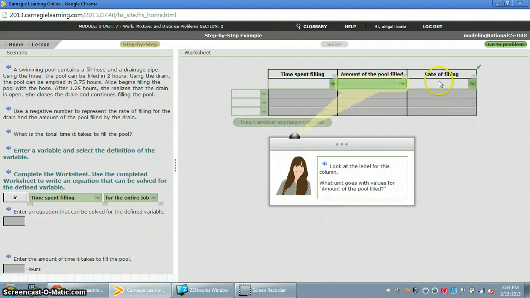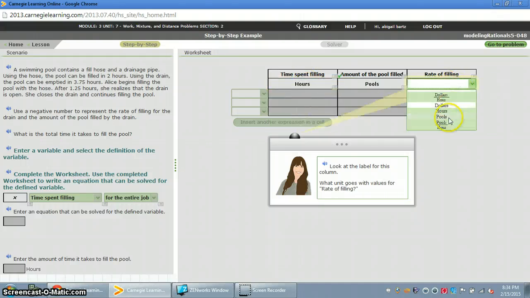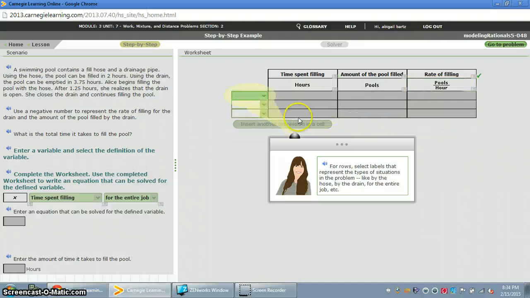I always like to put the rate of filling to be the very last column. And if you think about your rate, it is sometimes like an amount divided by time, so that can also help you figure out what those two pieces would be about. So then it talks about the amount of pool filled. And you think about, okay, well, what would that be? Well, the amount you'd fill would be a pool. The time spent filling would be hours, and now your rate would be pools per hour.